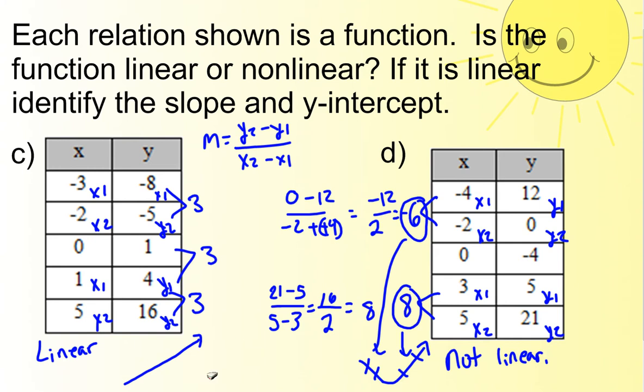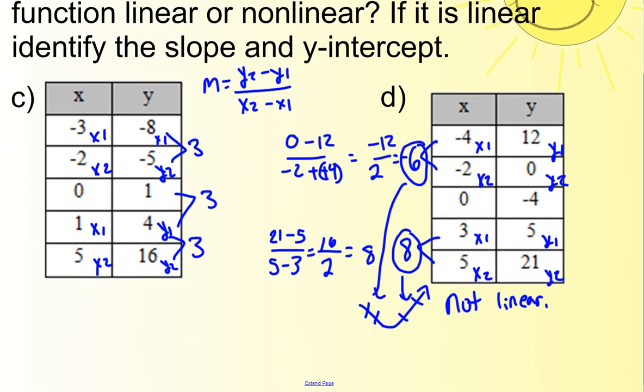Oh, I almost forgot something from letter C. It says if it is linear, identify the slope and its intercept. Okay, so we found the slope. The slope was 3. We did that. I almost missed that. The slope is 3. So what's the y-intercept?